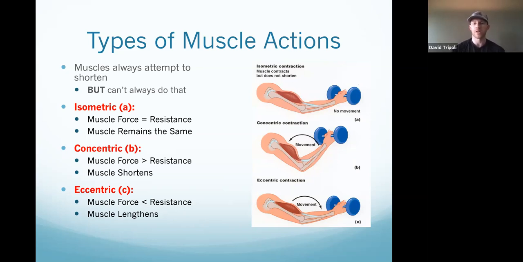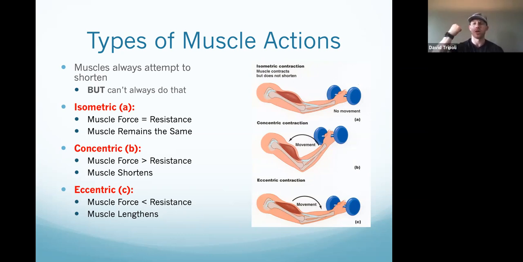Then you have concentric. That's the one we probably know most about. That's where the force is greater than the resistance and we're able to shorten our muscle. So if I finish that bicep curl here, okay. And then you have eccentric, which is where the muscle force is less than the resistance. You might hear this called a negative rep or an elongation or something like that.